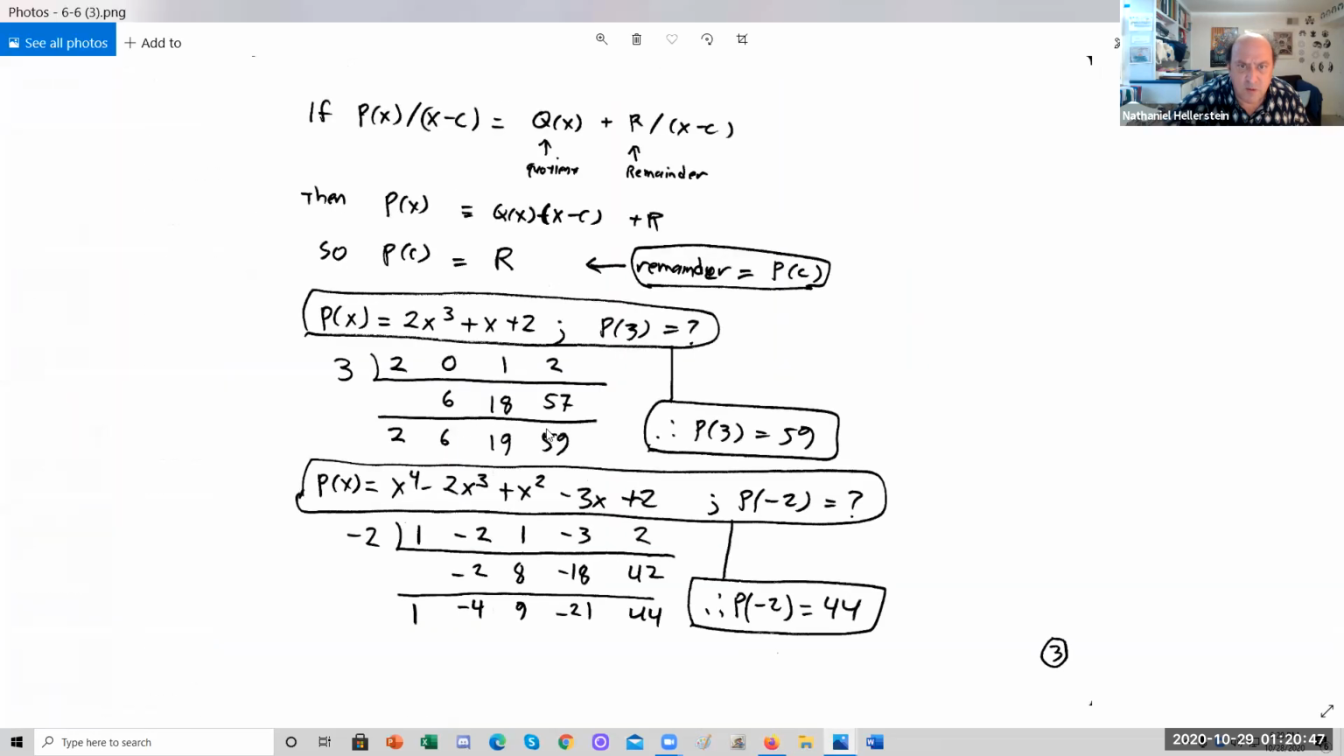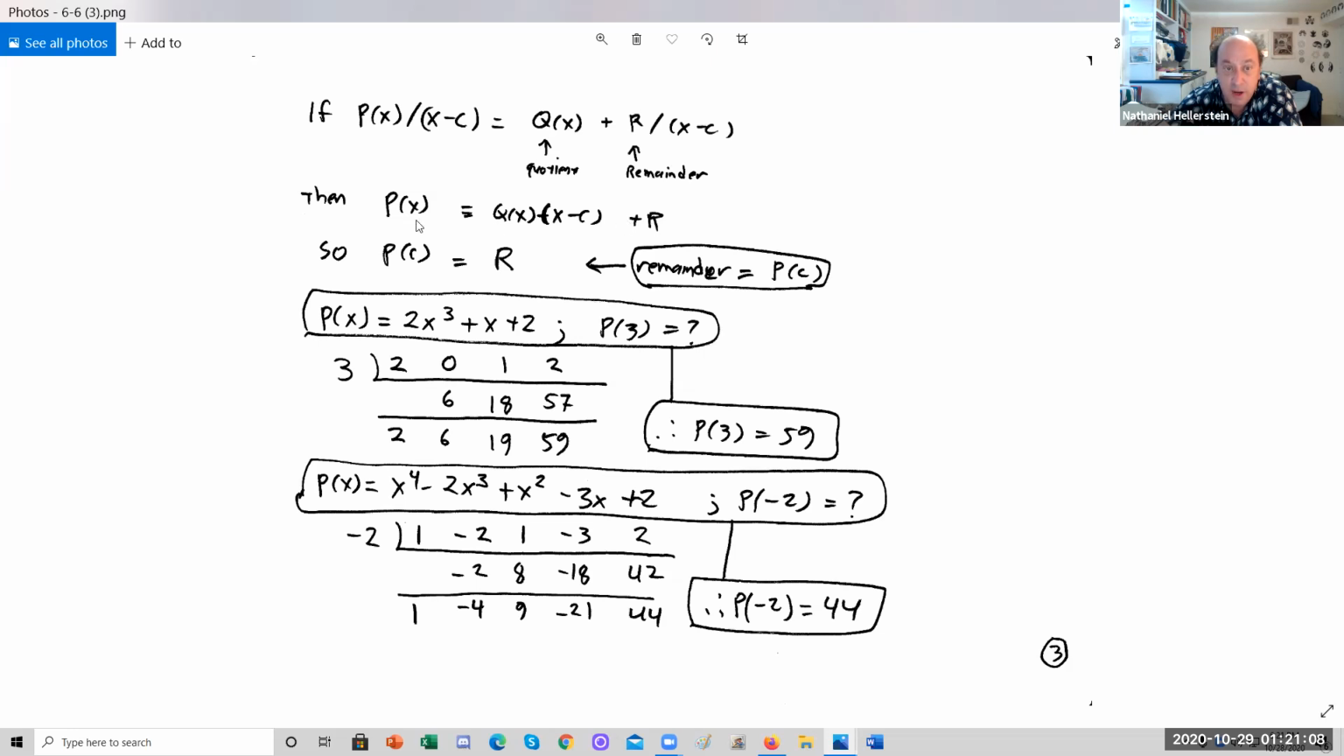Oops. All right, here we go. If we divide polynomial p by x minus c, and we get a quotient plus remainder over x minus c, then if we multiply through by x minus c, we get p of x equals q of x times x minus c plus the remainder.